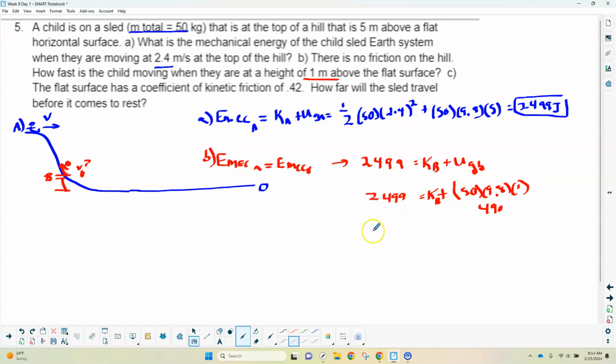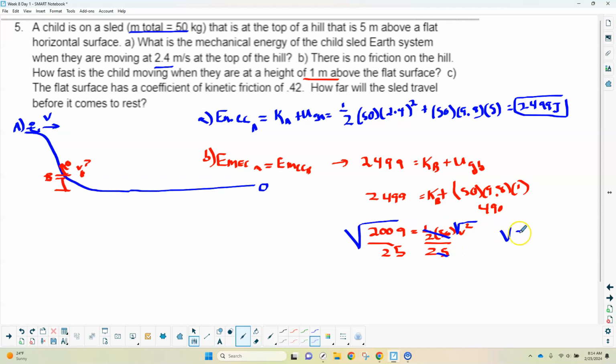So if I subtract 490 from this, I get 2009 equals the kinetic energy, and then I can solve for the velocity, which is what it wants you to do. So it's 1/2 of 50, and then v squared. If you divide both sides by 25, that'll get you v squared, and then you're going to need to take a square root to get v.